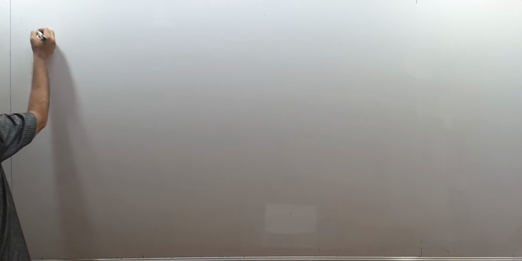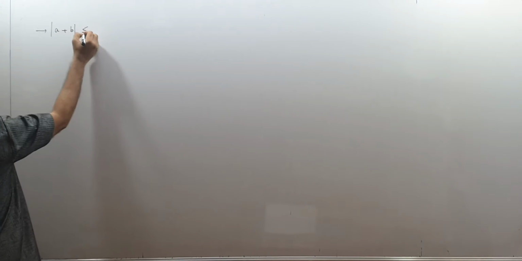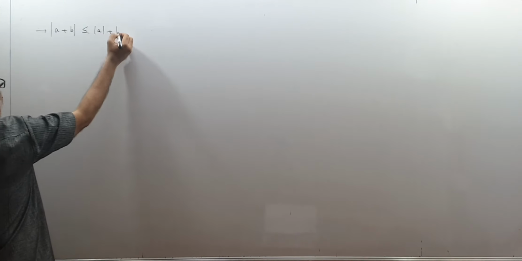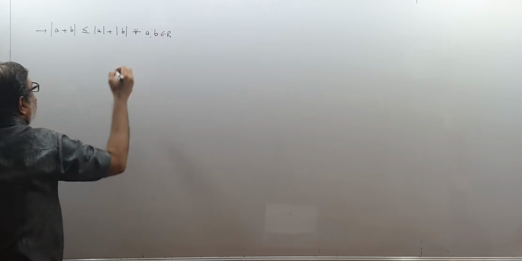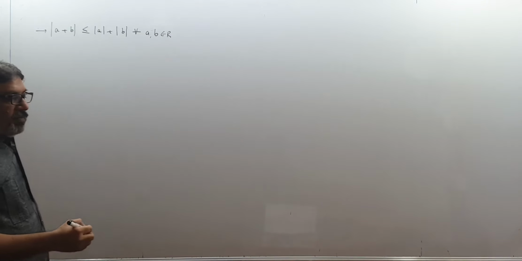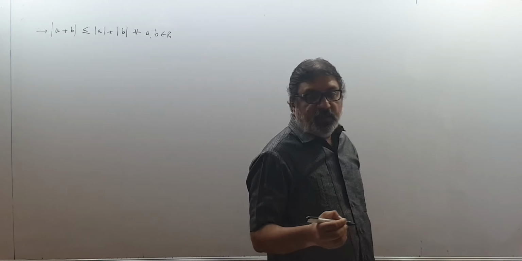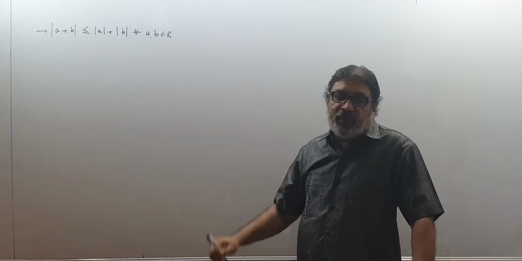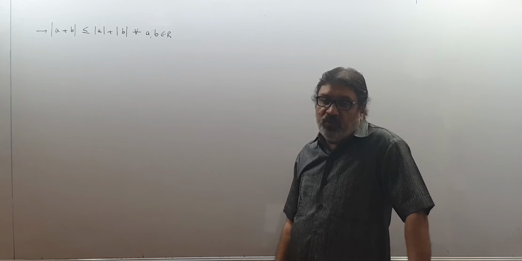So some more properties are there, children. See, for any two numbers a and b, mod of a plus b will be less than equal to mod a plus mod b for all a, b real numbers. You can try it for different numbers. Mod of a plus b will always be less than or equal to mod a plus mod b. It can never be greater than mod a plus mod b. Either it will remain less or it will remain equal to.